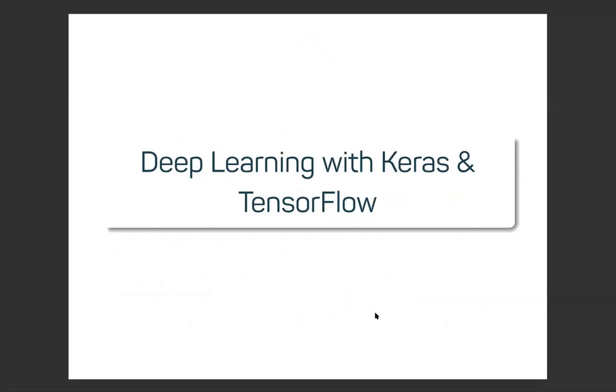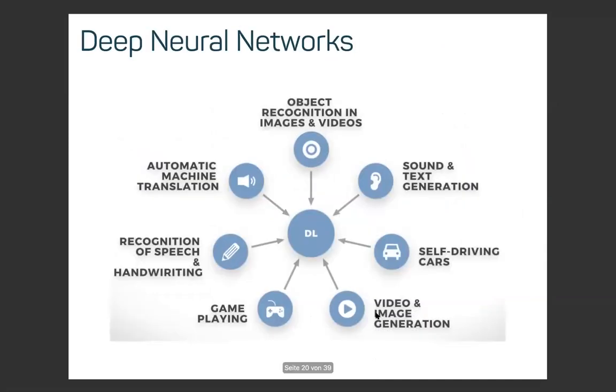So this was just really brief because we wanted to talk about the interesting things, which is hands-on deep learning with Keras and TensorFlow. And you can do a lot of cool stuff with neural networks in Keras and TensorFlow. You can do object recognition in images and videos. You can create classification tasks for images, for text. You can even generate text. You can do all kinds of cool stuff with deep neural networks.